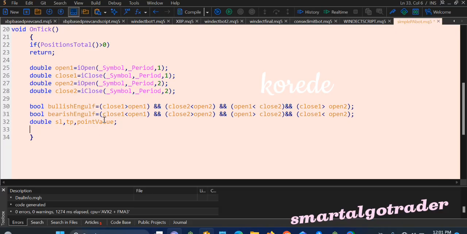Point value. We now want to define this. So what is this point value? The point value should be the points depending on your broker. Look at this, it's going to bring the points multiplied by maybe 10. Maybe 10 is okay for 5 digit brokers, but let me comment it.